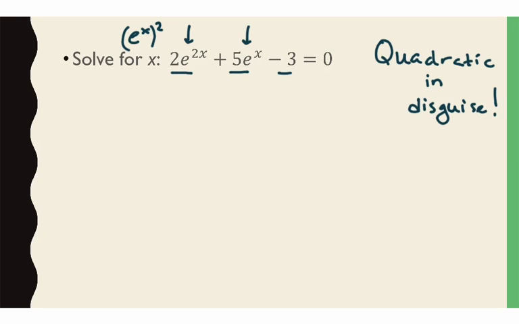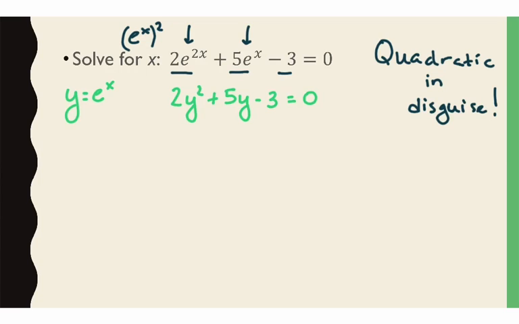But for those of you who can't really see it yet, and that's probably many of you, what I do is a variable substitution. I'm going to say, all right, let's just get e to the x out of the picture right now. And then let's rewrite the problem with y, so it looks more like algebra, what we're used to. So remember we said e to the 2x is actually e to the x squared. So that first term is going to be 2y squared. Then we have 5 e to the x, so that's 5y, minus 3 equals 0.